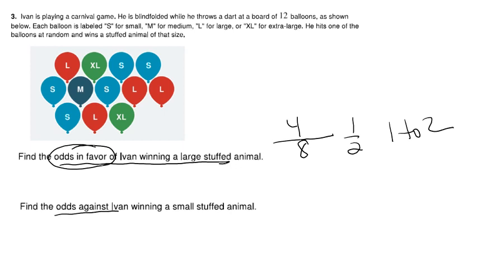Find the odds against Ivan winning a small animal. So against would be the number of ways you can win something that is not small. Well, if you go through 1, 2, 3, 4, 5, 6, 7. 7 ways of not winning the small animal. 1, 2, 3, 4, 5 ways of winning a small animal. That does add up to 12, so I think we're right. Can't reduce it, so it's 7/5 or 7 to 5. Okay, moving on.